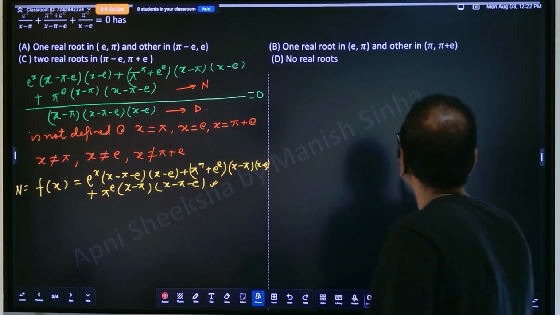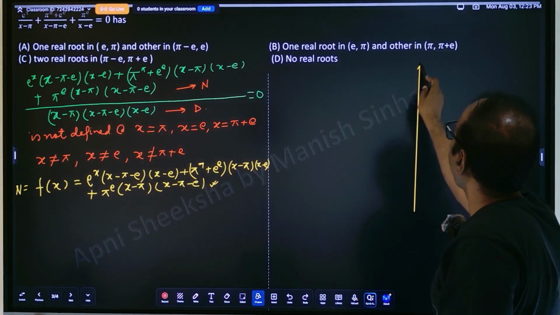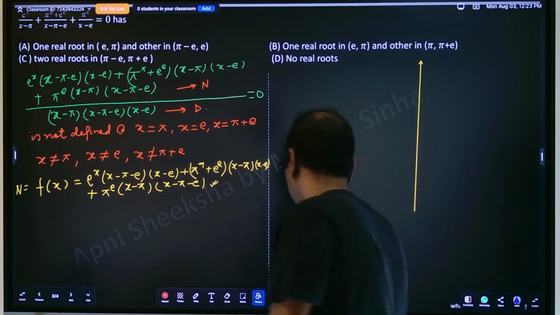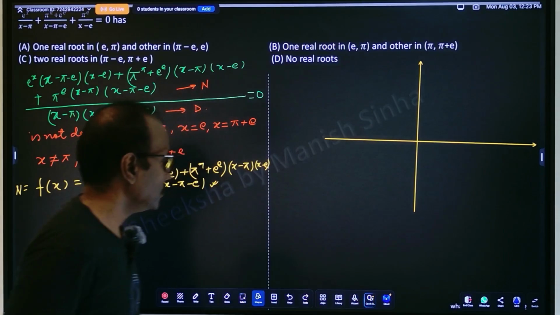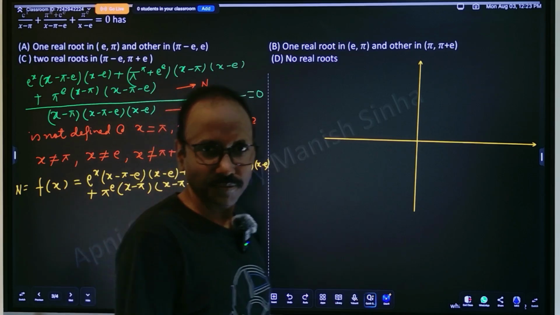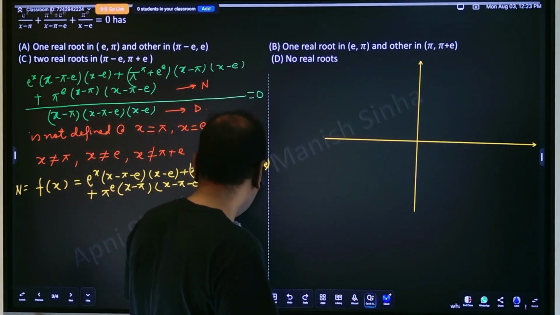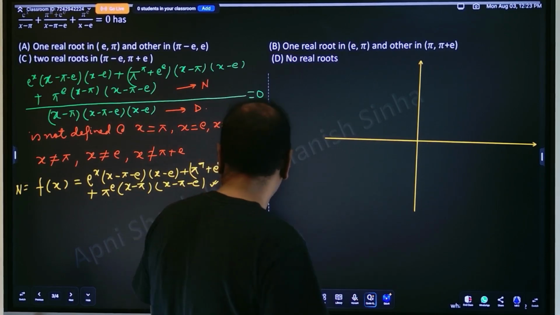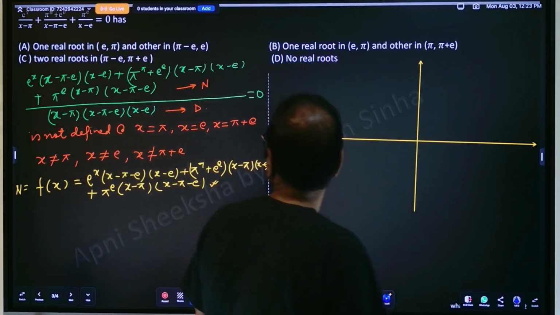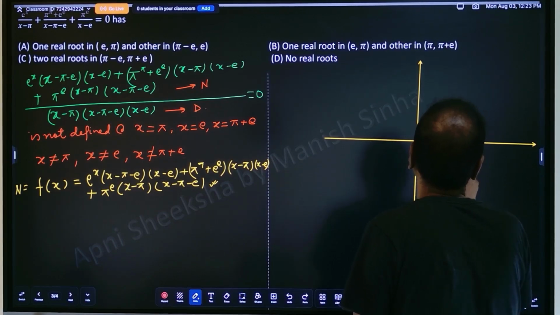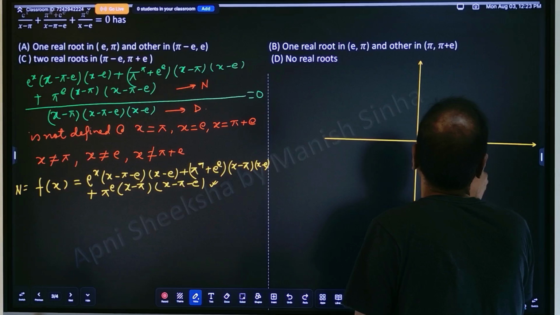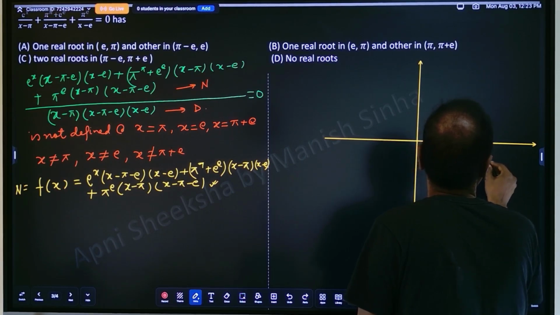Let me simplify it for you. You will try to plot a rough graph by knowing the values at pi minus e, at e, at pi plus e.